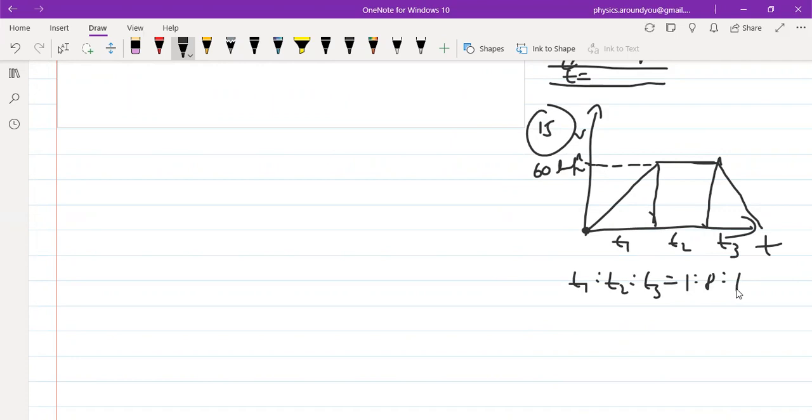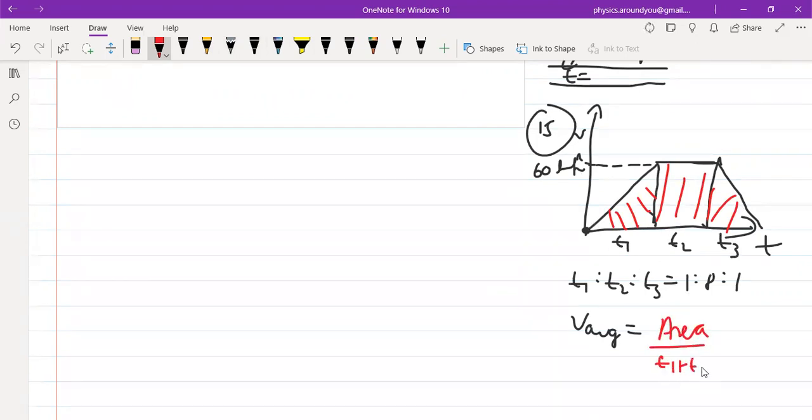Information given. They're asking what is average speed. Average speed is the total area by the total time, which is T1 plus T2 plus T3. This is how you will represent the graph in VT. Okay. So let's see. T1 is to T2 is to T3, all are given. We know acceleration is also the same, right?